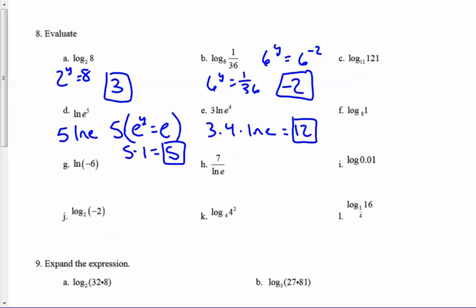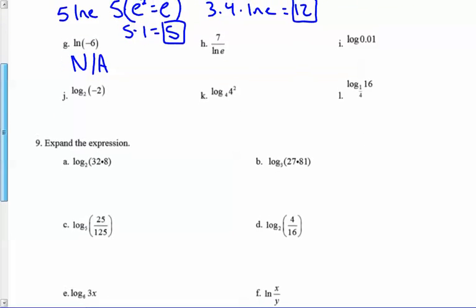All right, a couple other ones. Log of 1, anytime you take the log of 1, your answer will always be 0. But if you take the log of a negative number, it doesn't exist. You cannot take logs of negative numbers. Okay, you can't take the log of 0. Okay, so most of you were doing all right with evaluating.